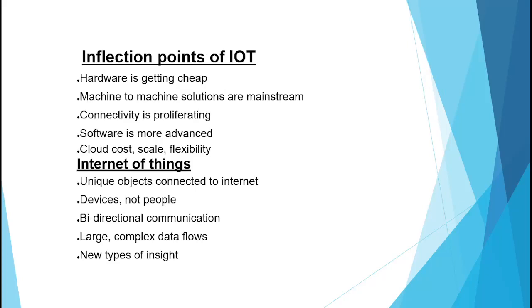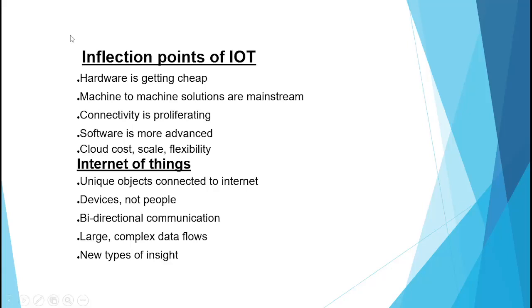Next, coming to the inflection points of IoT. First thing is hardware is getting very cheap. Means compared to previous years, nowadays hardware is getting cheap for designing the projects. Next, machine to machine solutions are mainstream. Two devices can talk to each other.